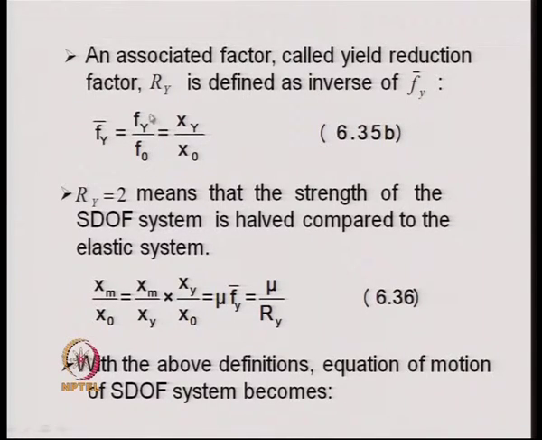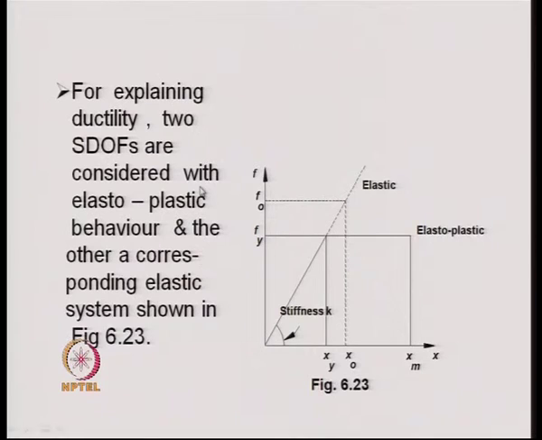That is, Fy is the maximum force that can occur in the elastoplastic system, and F0 is the maximum force that is developed if that particular x0 system were behaving as an elastic system, and this is equal to xy by x0, which is shown in an earlier figure. So, this Fy by F0 will be equal to xy by x0.